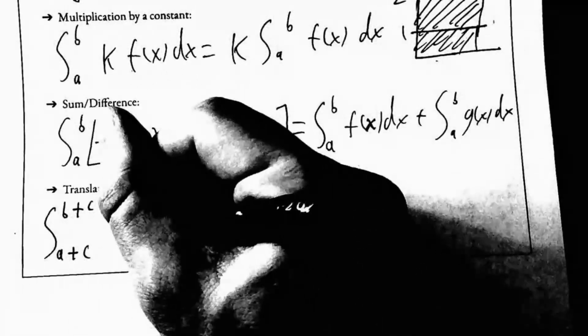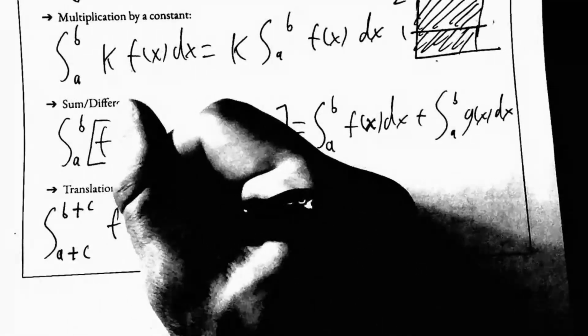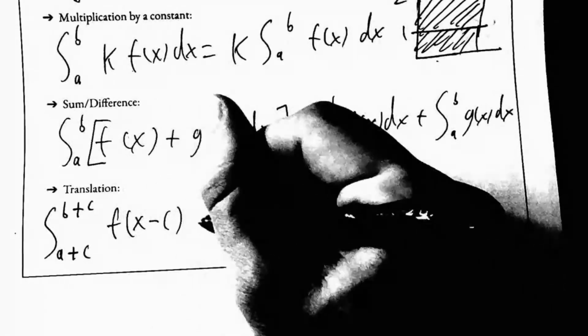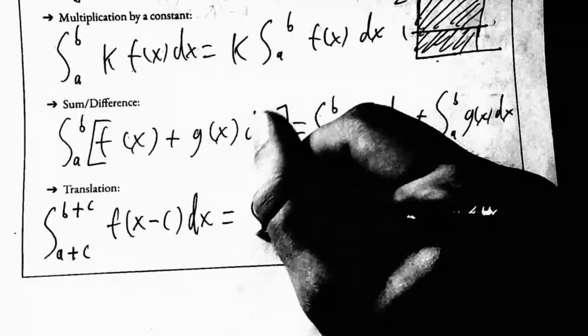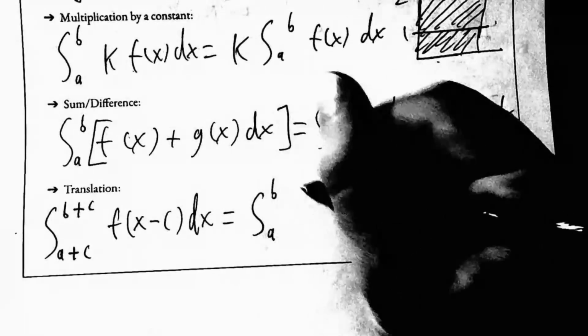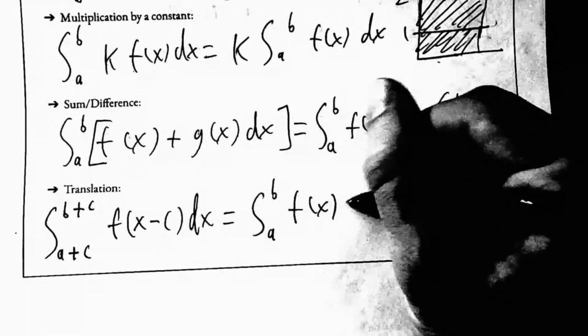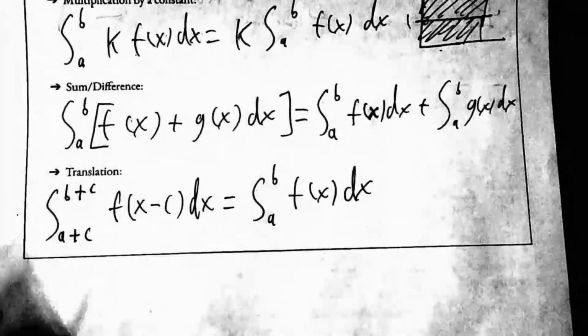Okay, the integral of some f of x minus c dx is equal to the integral of a to b f of x dx. So let me explain what's going on here.